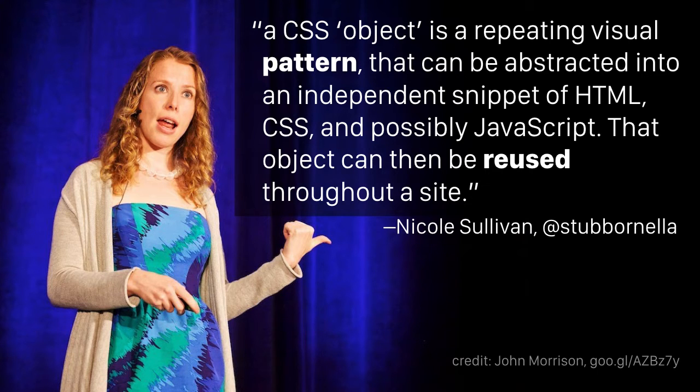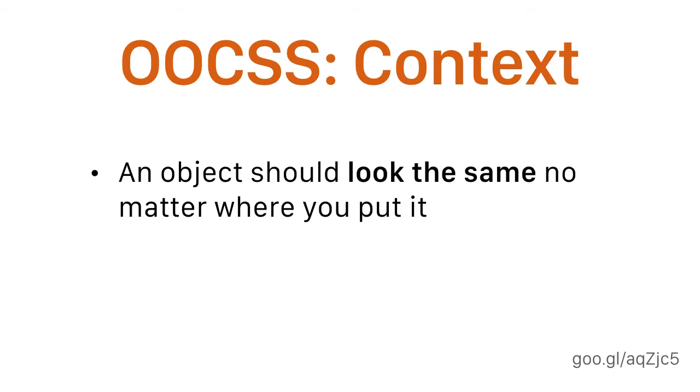She has this great quote that a CSS object is a repeating visual pattern that can be abstracted into an independent bit of HTML and CSS and that can be reused throughout the site. So this is the roots of modular CSS. This is the very core principle that she's defined way back in 2009. She had a few core principles about OOCSS. First of all, that an object should look the same no matter where you put it.